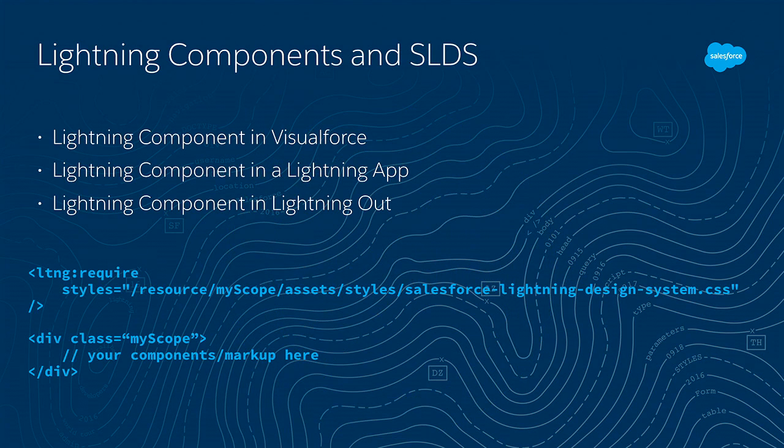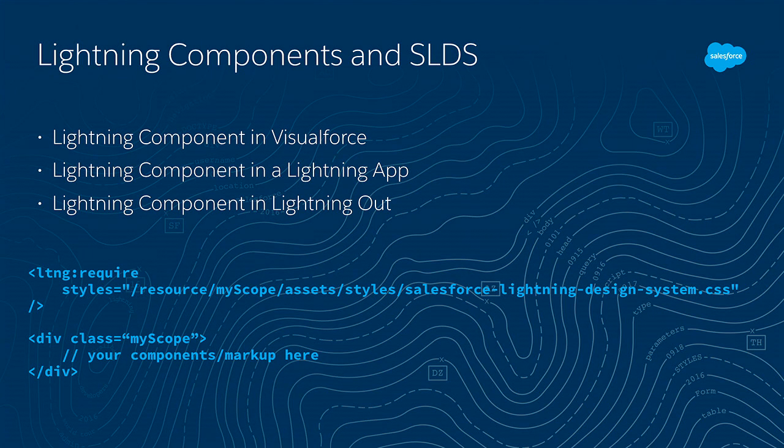Now, for all of the other ones, those other three, here's a forward-looking statement. Currently, you still need to include a static resource, which means that lightning:require. So here you can see that I'm saying lightning:require styles equals resource at MyScope, blah, blah, blah, lightning design system.css. Now, the really tuned-in people among you might say, MyScope, what is that?